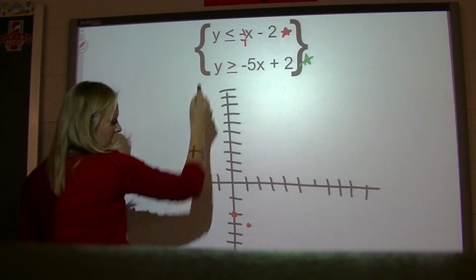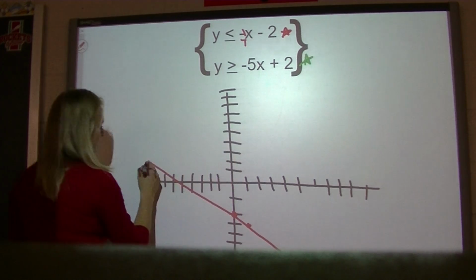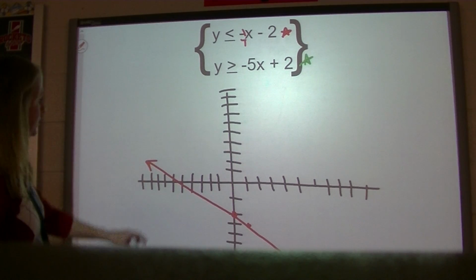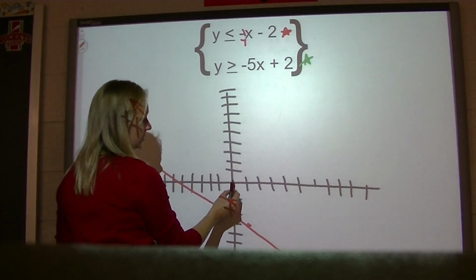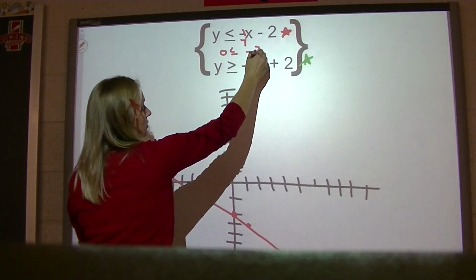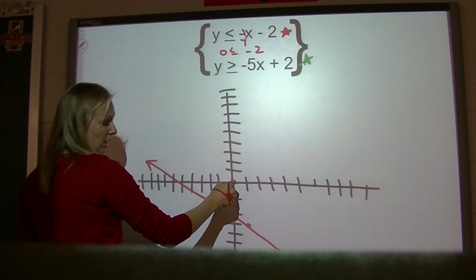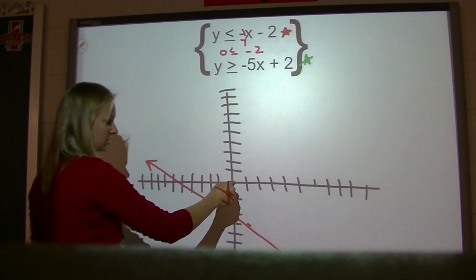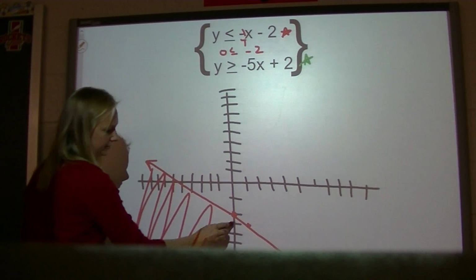It's a solid line because it's less than or equal to. So I'm going to graph a solid line. And then this, because it's less than or equal to, I'm going to shade below, but let's double check. I'm going to plug 0, 0 in. 0 minus 2 is -2, so I get 0 is less than or equal to -2. That is not correct. So because this point isn't correct, I have to shade opposite. So I'm going to shade below the line instead of above it.